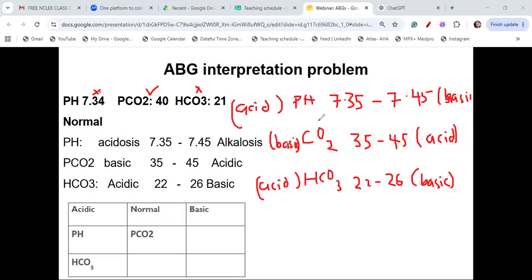So after you have these parameters written down, you come and check what you have. Let's start with pH. Our pH is 7.34. Where is it lying? It is less than the normal, less than 7.35. So it's lying on the acidic side. And I say the pH is the one that will give you the final name. In this case, our final name will be acidosis.